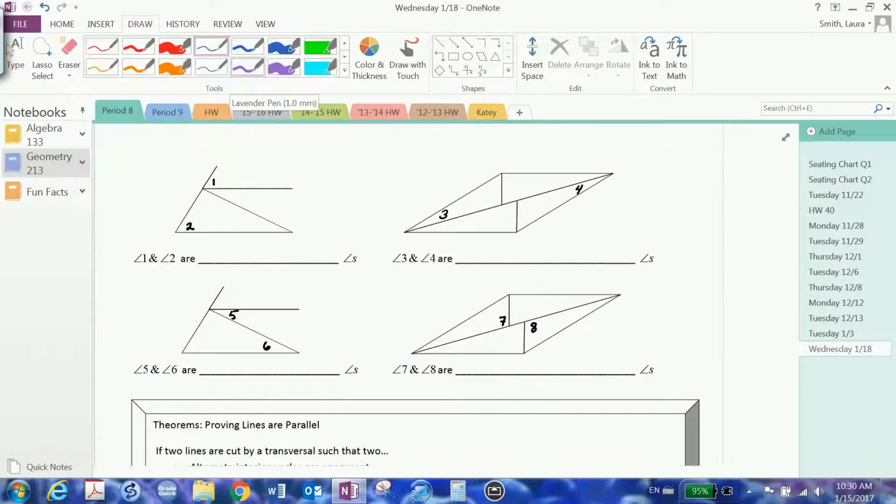All right, so in this case, I'm going to mark the angles. Angle 1 and angle 2 are what? Well, what letter do you see? I see an F, and so I'm going to say that these are corresponding. Okay, in 3 and 4, angle 3 goes like that, and angle 4 goes like that. So what shape do you see? Do you see the Z? So these are alternate interior.